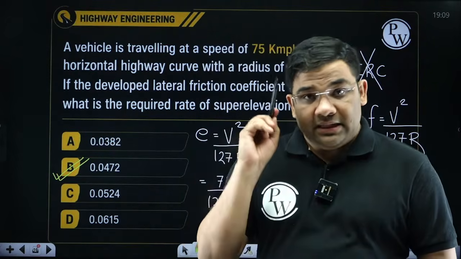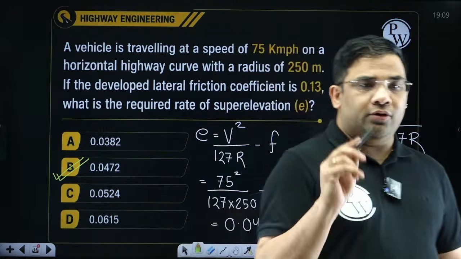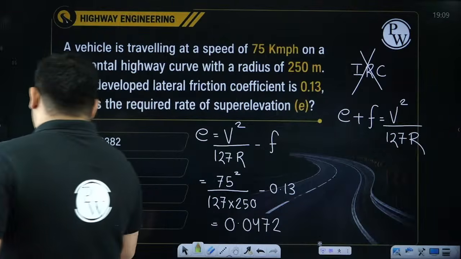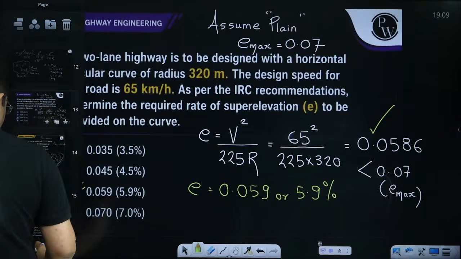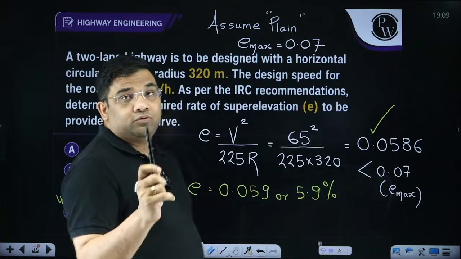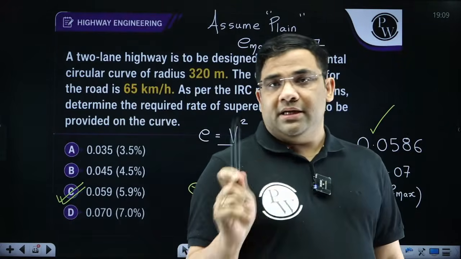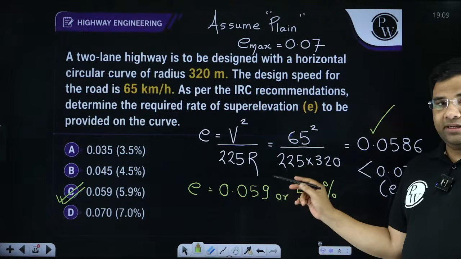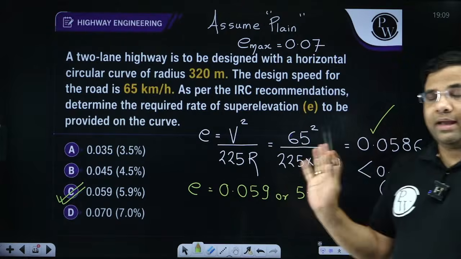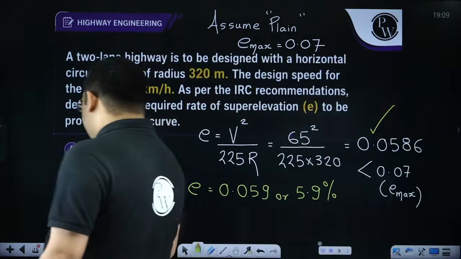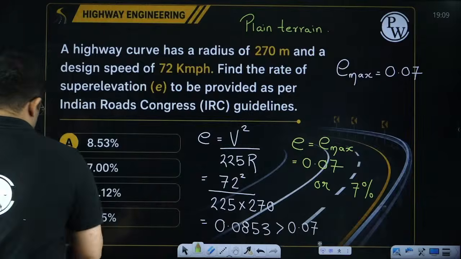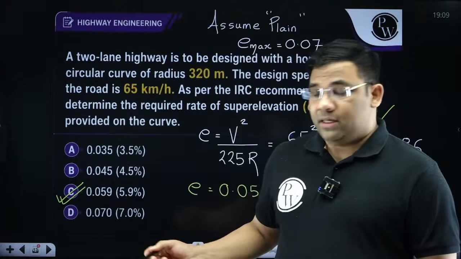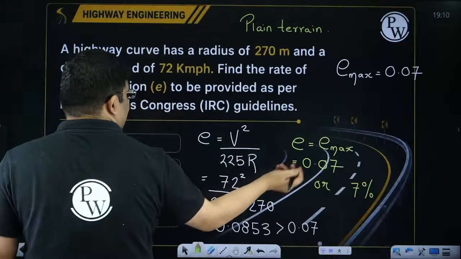Now, whenever they mention IRC, we are going to use the equation V square by 225R, like we saw in this question. So when they mention IRC, we use V square by 225R. There is no friction developed, and after finding e, we must check with the maximum value, like we did in the first two questions. In the first question, it was not exceeding the maximum value, so perfectly fine. In the second question, it was exceeding, so we limited it to the maximum value.